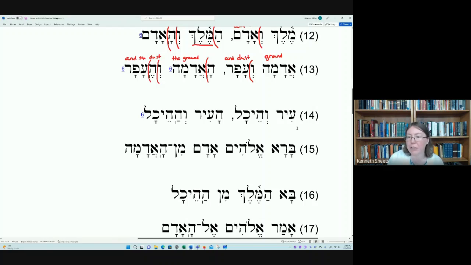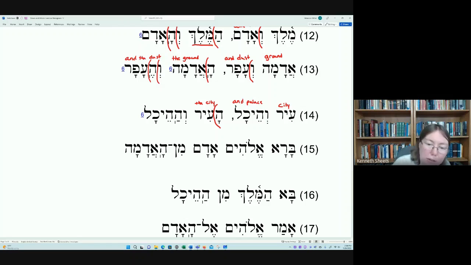And then here, number 14, ir, city, Hikal, and so that would be and palace. But then if I wanted to say the city, you can see here is the article. So the city, Hikal. So there's the conjunction, there's the article, and the palace. Okay, so that gives us some experience then in spotting these articles.